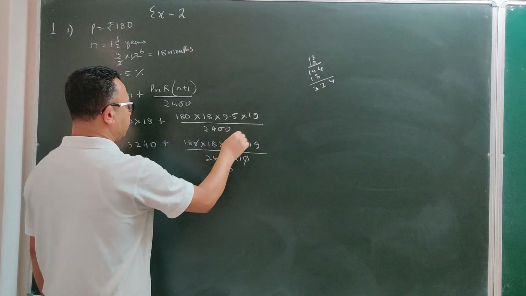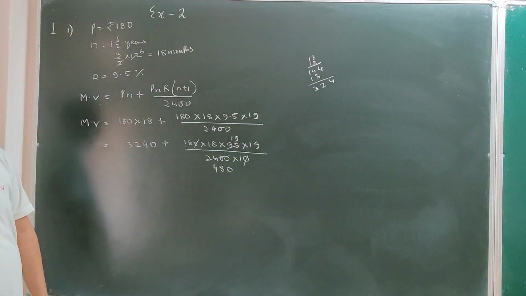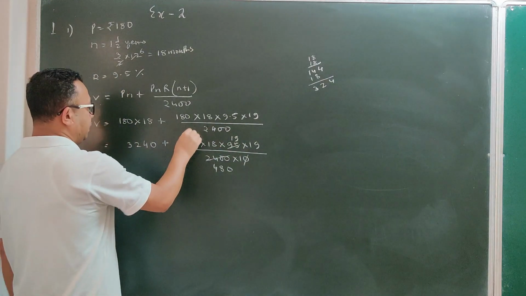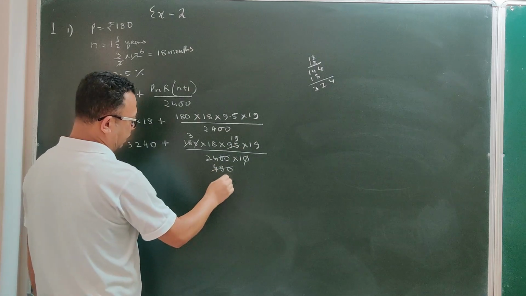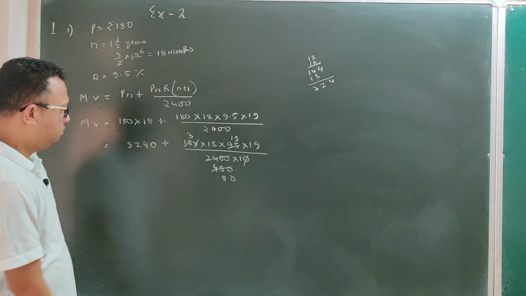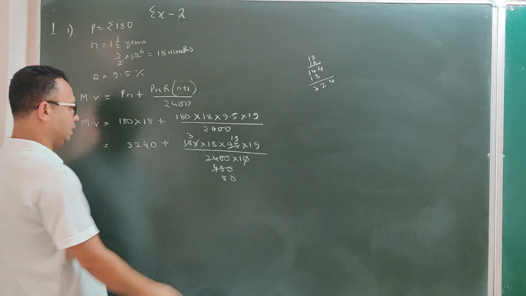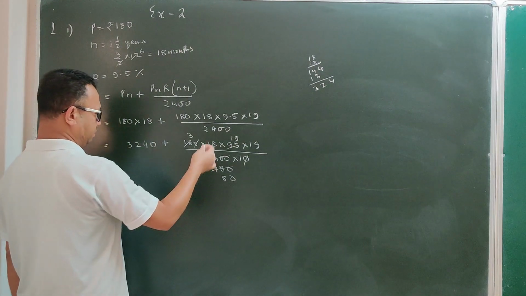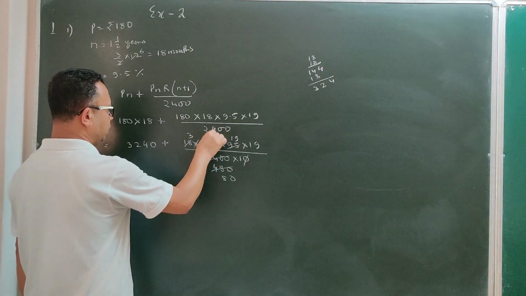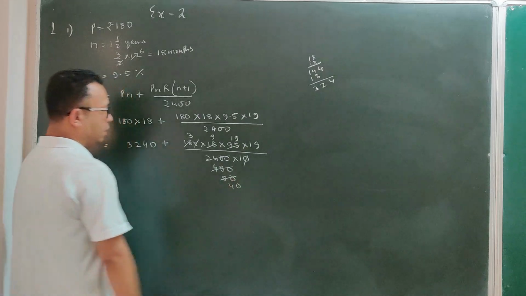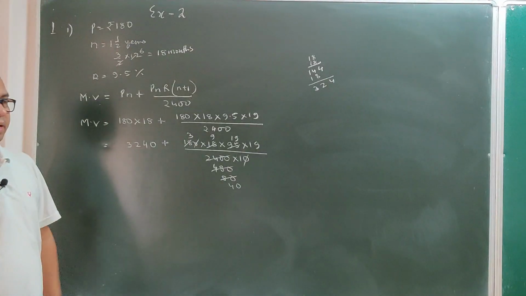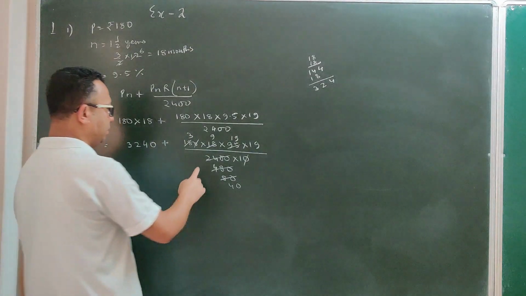So this is 5 going here 19 times. Then 6 3s are 18, 6 8s are 48. Then I think I can cancel now with 2. 2 will go here 9 times, 2 will go here 40 times. Now I don't think we'll be able to cancel any of this one. So now let's do the multiplication.